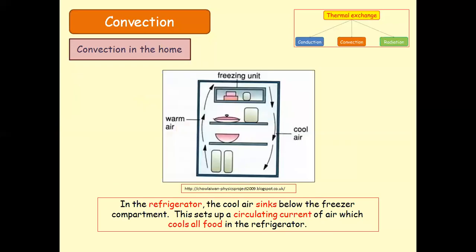See this application about a refrigerator. In the refrigerator, the cool air sinks below the freezer. This sets up a circulation current of air which cools all food in the refrigerator. So cold air will go down, see these arrows, and the warm air will go up. As the warm air reaches up, it will start to cool down and its density will increase, then it will go down again. Hot current upward, cold current downward. This circulation is called a convection current.